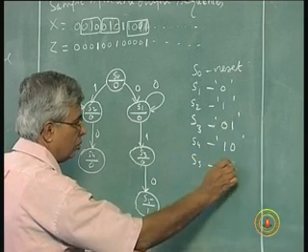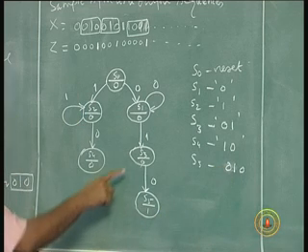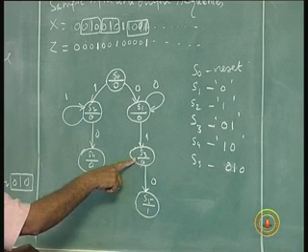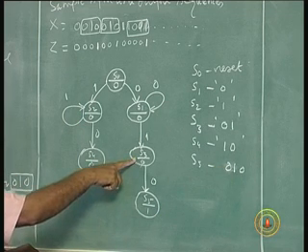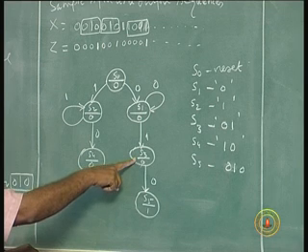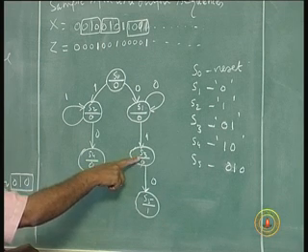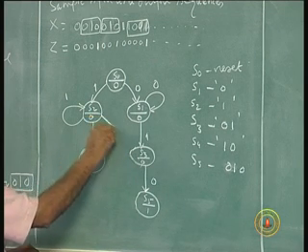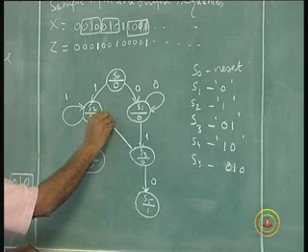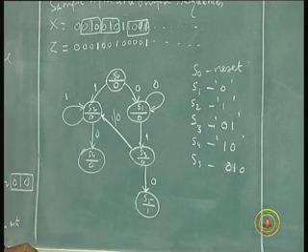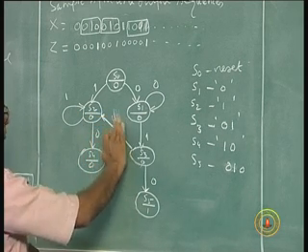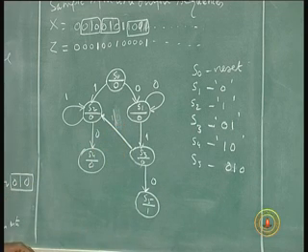0 1 0. So 1 occurring here, this is a 0 1 state, this has no meaning, this has to go here. 1 occurring here will go here.